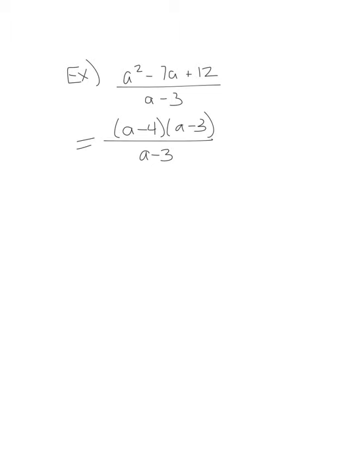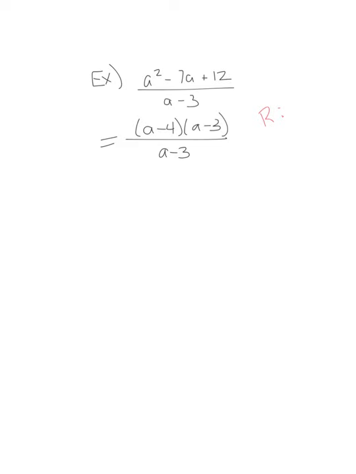Once I factor, like I already said, I like to write my restrictions right away. So the only restriction that I'm going to have here is that a cannot equal 3. I know that if I plug a 3 in here, that would give me 0 on the bottom, and that is not okay. So my restrictions are done. Now I can go ahead and cancel out anything possible. I have an (a − 3) on the top and an (a − 3) on the bottom. And so when I simplify this, all I'm left with is a − 4.